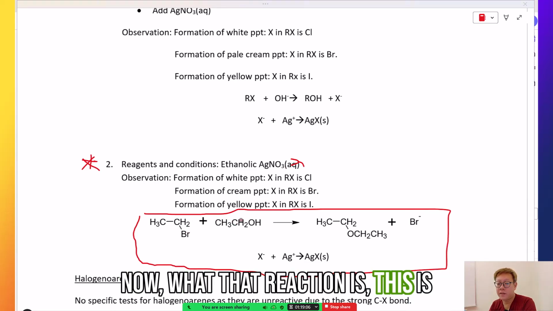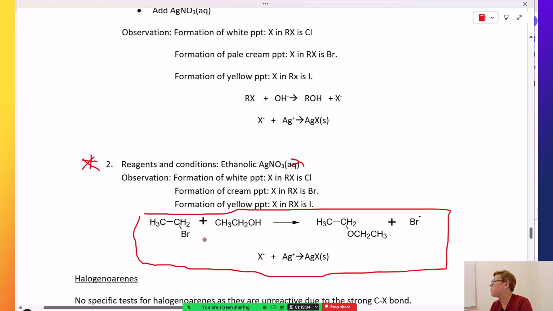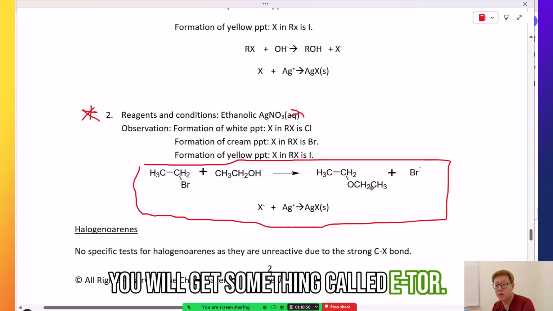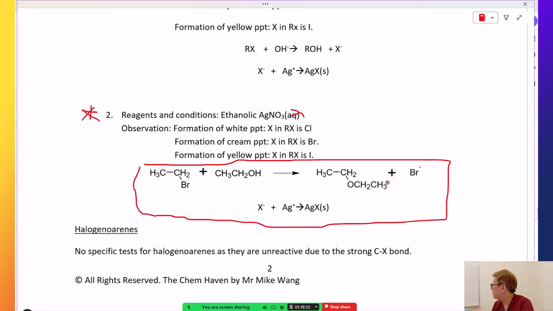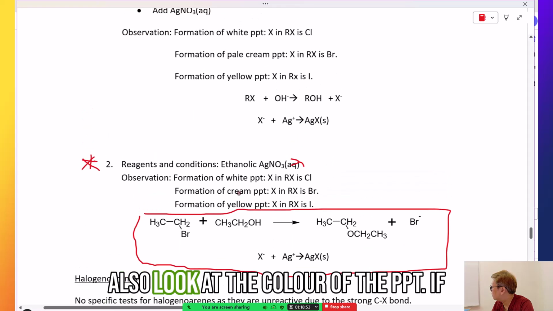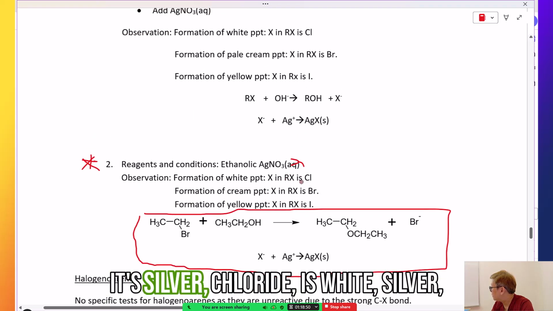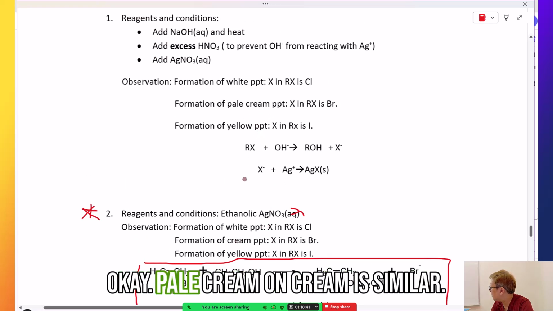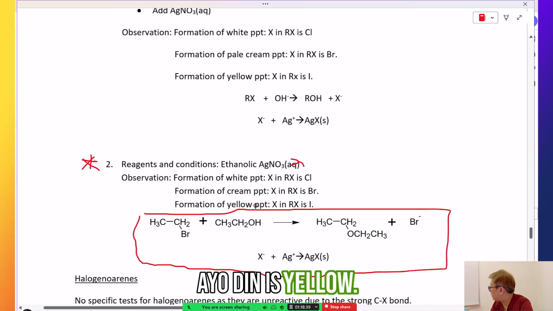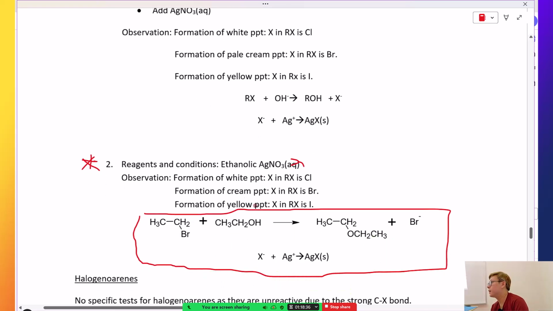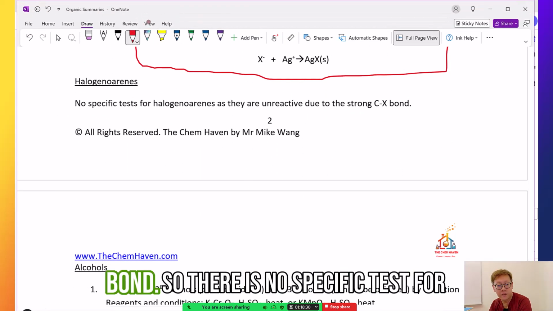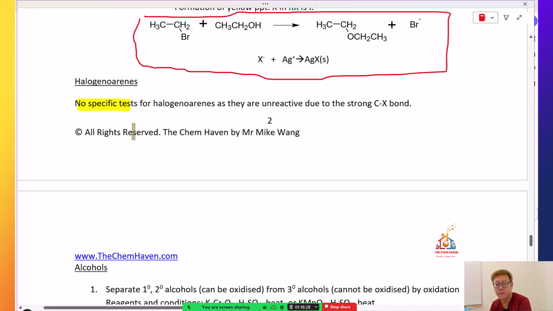Now, what type of reaction is this? This is like a nucleophilic substitution. You will get something called an ether. Can? Yeah, but it's similar in the sense that you also look at the color of the precipitate. If it's silver chloride, it's white. Silver bromide is pale cream. Now, I think I wrote down cream here, but it's okay. Pale cream or cream is similar. Iodine is yellow, silver iodide. Clear? Alright, now then halogenoarene, remember we cannot break the C-X bond, so there is no specific test for them.